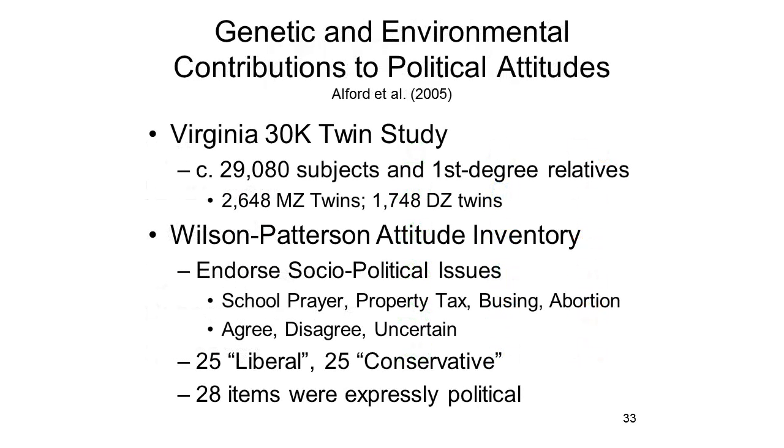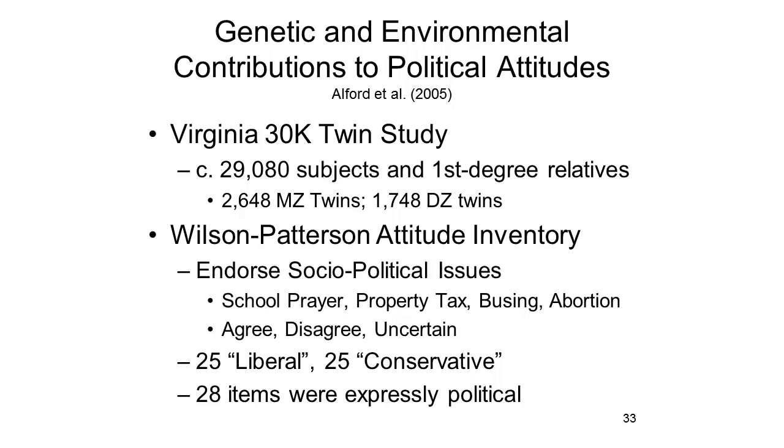Behavior genetics studies don't have to be confined to things like intelligence and personality traits. We can also use them to study the origins of attitudes. Here's an example from the Virginia 30K twin study, a study of almost 30,000 twins who lived in the state of Virginia. As part of this study, these individuals were administered an attitude inventory which asked them to endorse their positions on various socio-political issues: school prayer, property taxes, busing to relieve racial segregation, abortion rights, and so on. There were 25 of these stated in a more or less liberal way, 25 stated in a more or less conservative way.